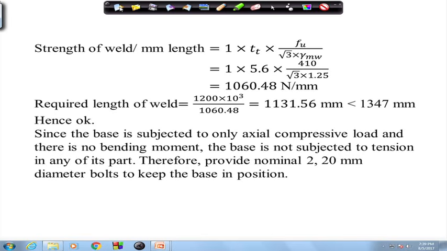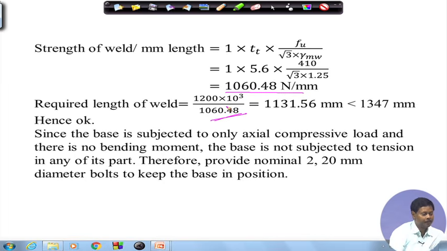the strength of weld per millimeter length as this, right. That is strength per millimeter length, that is 1 into dt into fu by root 3 gamma mw. So, after putting this value we can find out the strength as 1060.48 Newton per millimeter, and the required length of weld will be P by strength, load by strength. So, required length is this, and available effective length is this. So, it is okay, right.